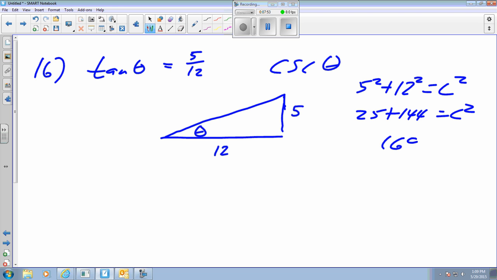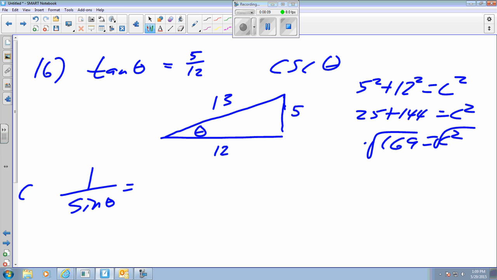I get 169 equals c squared. Square root of that gives me 13. So we know our triangle looks like that. Again, I'm not sure what the cosecant is, but I do know that it's 1 over the sine of theta. So if I want to find out what the sine is, it's the opposite over the hypotenuse. So I'm going to put 5 over 13. And the reciprocal of that would be 13 over 5.